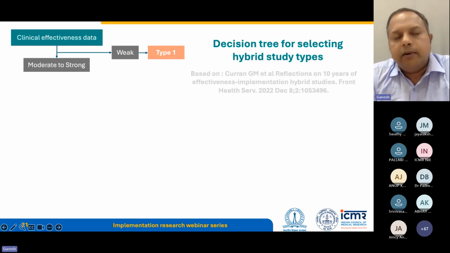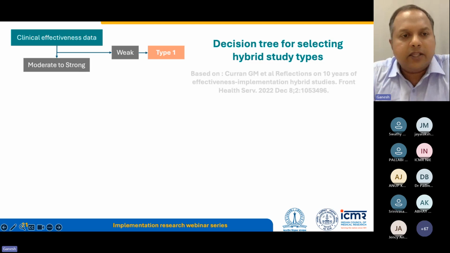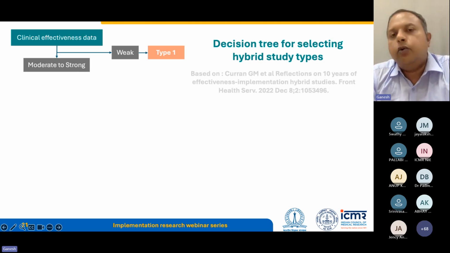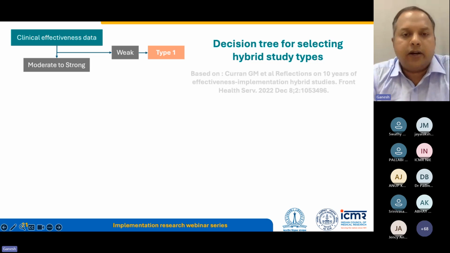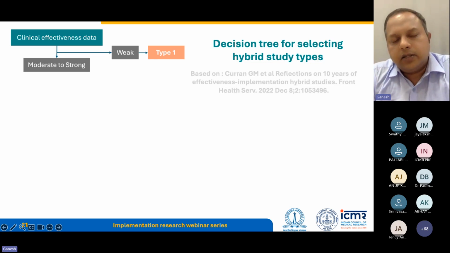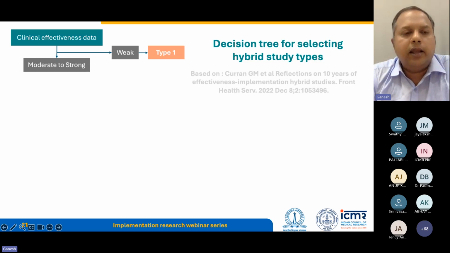Please remember or recollect that in the previous slides we mentioned the relay race, where the clinical researcher is handing over the baton to the implementation researcher. If the clinical researcher has not handed over the baton, which means the effectiveness data is still weak, then we need to do type 1, where the clinical effectiveness trial is the primary outcome. In this scenario, assume that the clinical effectiveness data is moderate to strong.